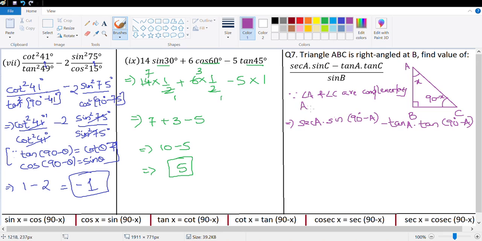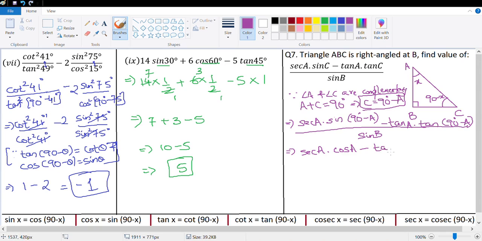A plus C is equal to 90 degree, which means C is equal to 90 degree minus A. Let's just write this. So instead of C, I have written 90 minus A. Instead of tan C, I have written 90 minus A divided by sine B. Now this is sec A dot sine 90 minus theta is equal to cos theta. So this is cos A minus, between them is a negative sign. So minus tan A multiplied with tan 90 minus theta is equal to cot theta.